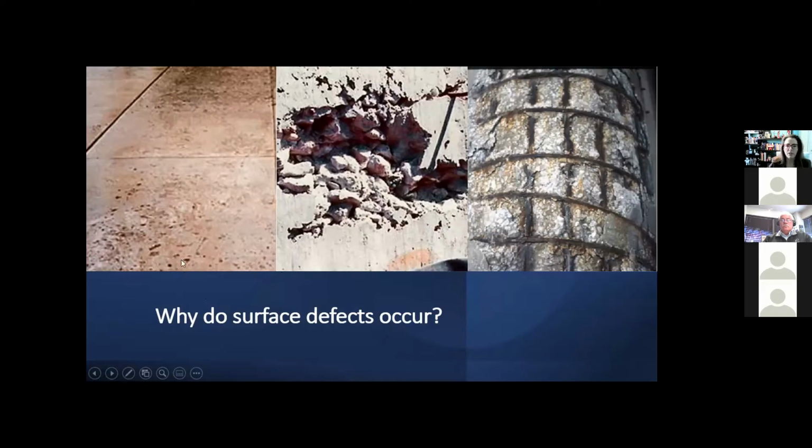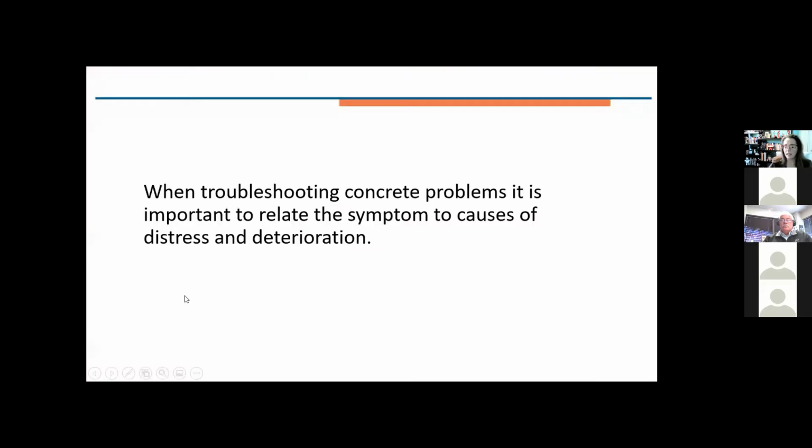So the other topic that we do need to discuss is not just why issues occur, but being able to properly identify problems. This topic is slightly negative with the term defect, but really often these aren't defects. Sometimes they're just blemishes, and there is a significant difference between a blemish and a defect.